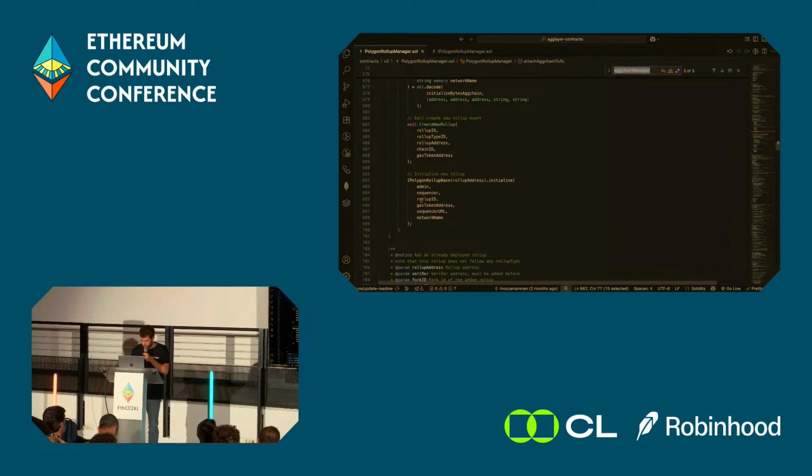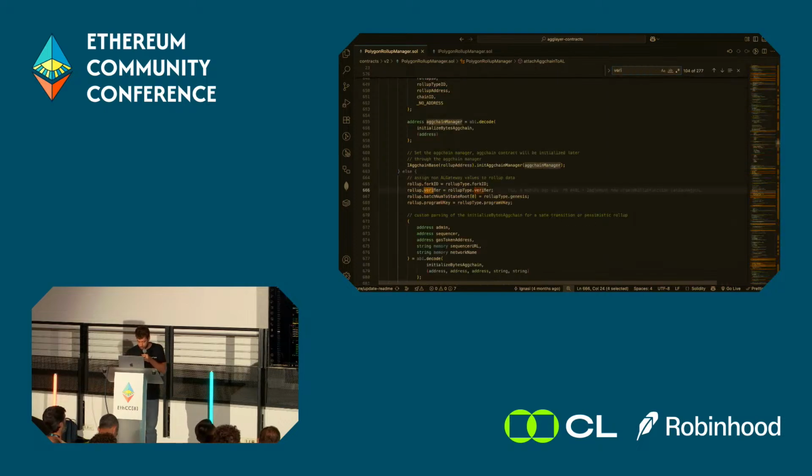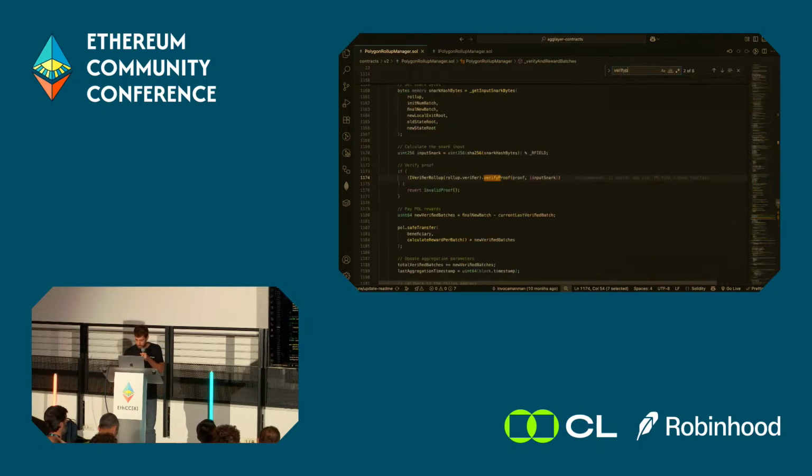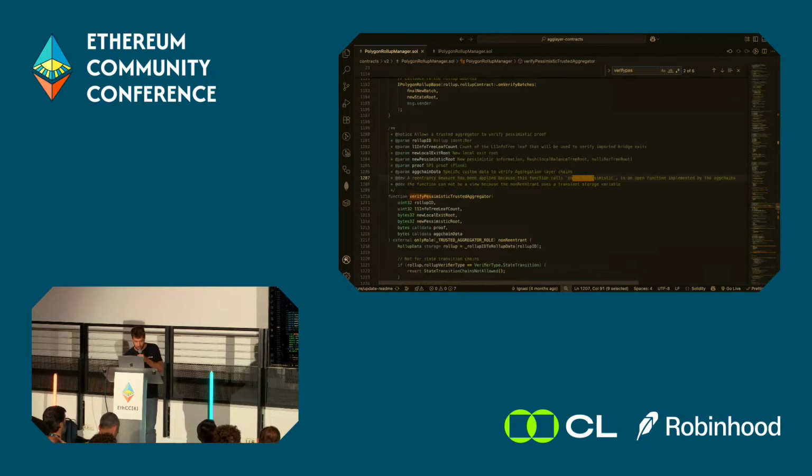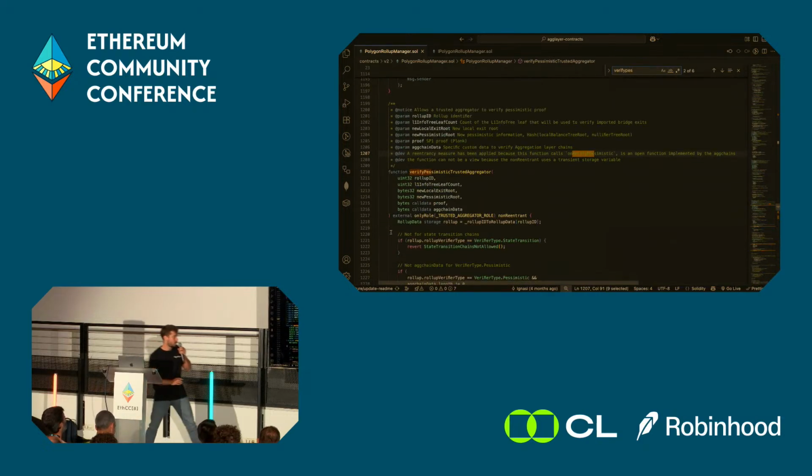Let's go now to the function to verify the pessimistic proof. I will go fast because I don't have time. So it's just these inputs. The rollup ID is which rollup is submitting the pessimistic proof. After this, we have the L1 info tree leaf count. It's the L1 info tree that I explained before.